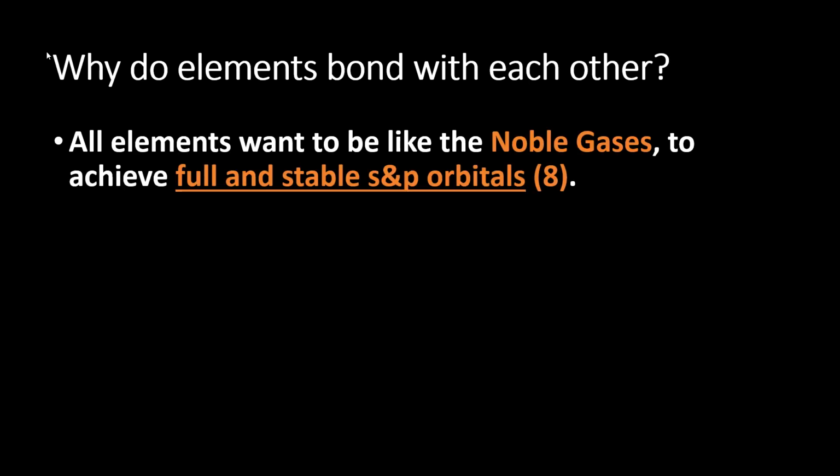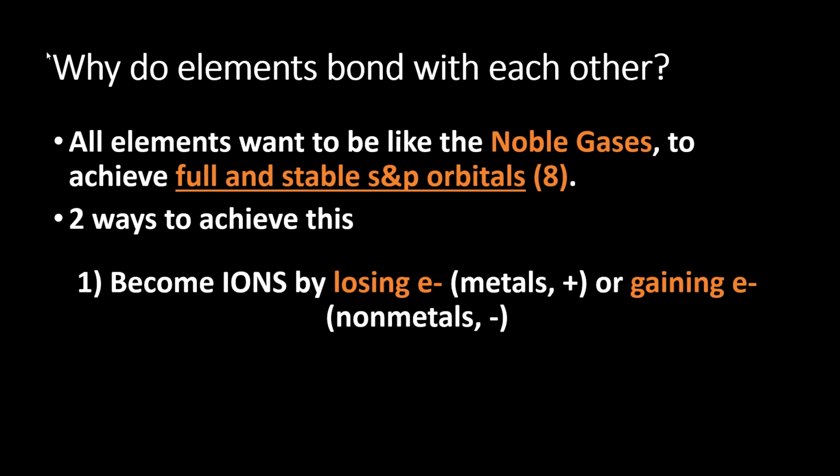So then why does this happen? This happens because of the Kardashian effect. Everything wants to be like a noble gas, and they want to achieve full and stable S and P orbitals. They want to have a total of 8 valence electrons, just like the noble gases. And you can achieve this by either losing electrons, metals tend to do this, which makes them positive, or gaining electrons. Nonmetals tend to do this, which makes them negative.